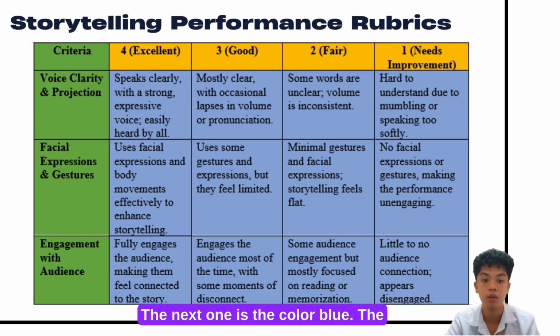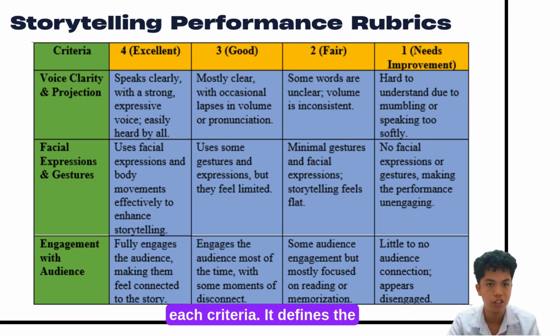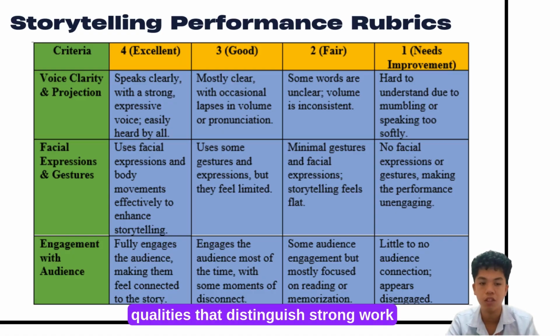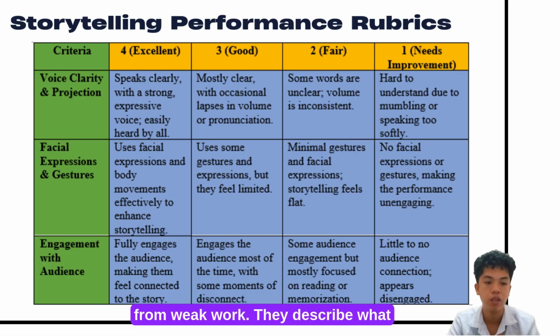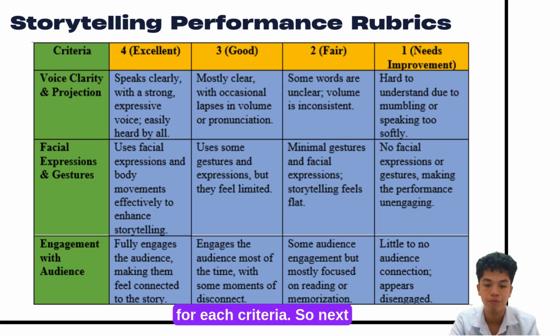The next one is the color blue. The color blue is the descriptors, or how do we judge each criterion. It defines the qualities that distinguish strong work from weak work. They describe what different levels of performance look like for each criterion.